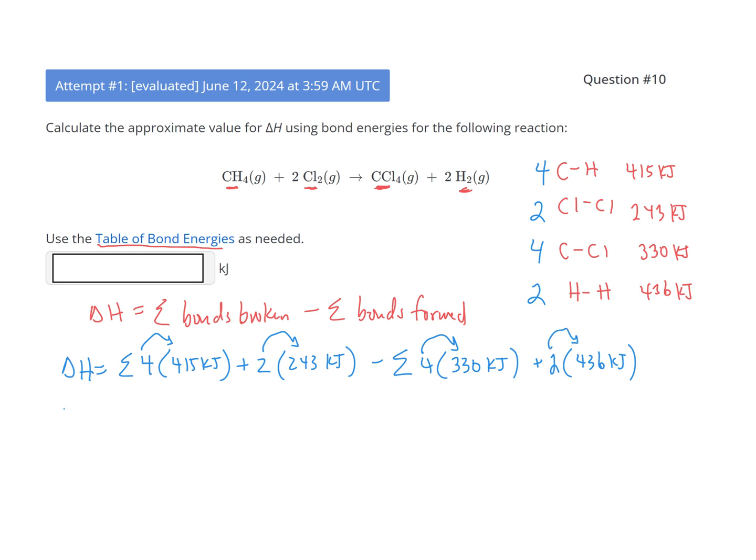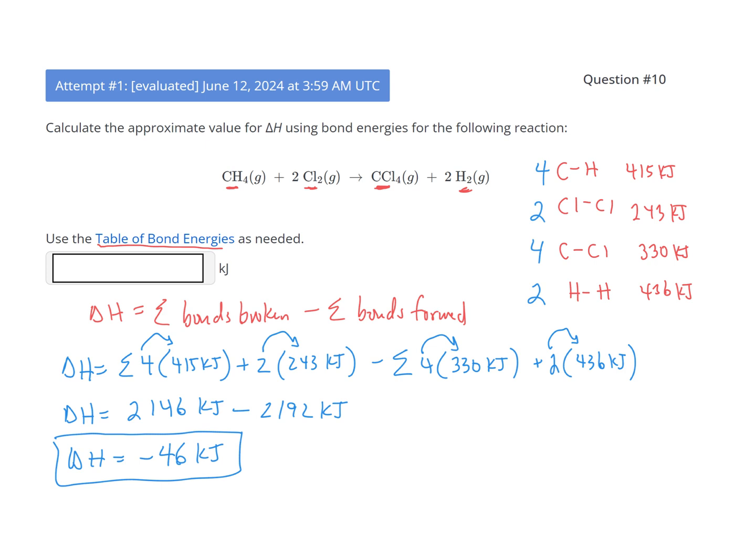So I get a delta H equals approximately 2,146 kilojoules for the bonds broken minus 2,192 kilojoules for the bonds formed. Subtract those two and I get a delta H overall for this reaction of about negative 46 kilojoules.